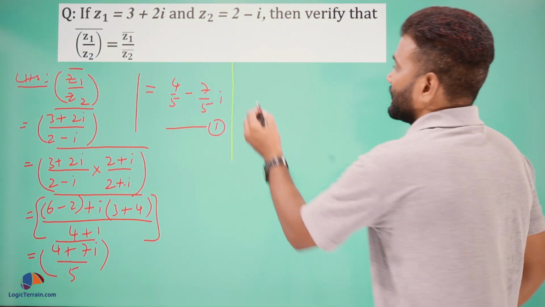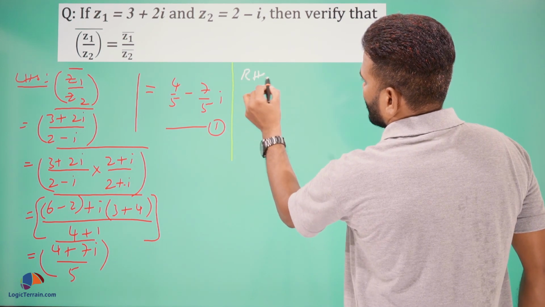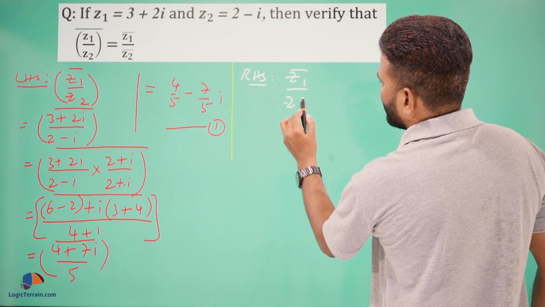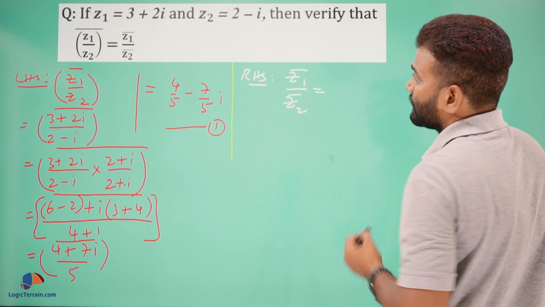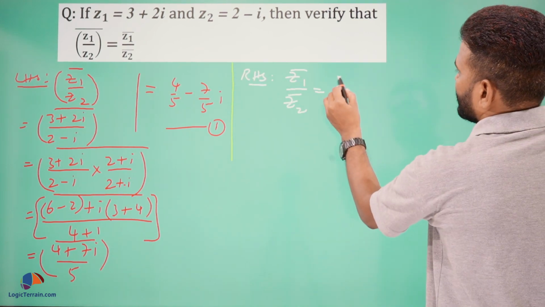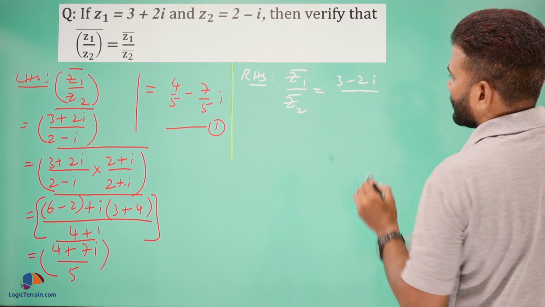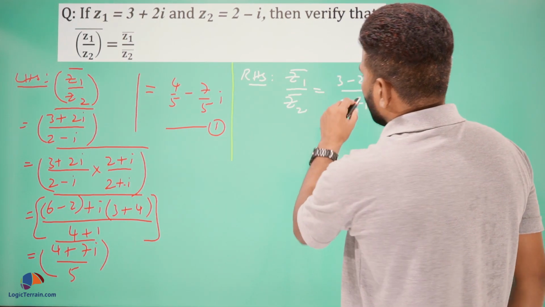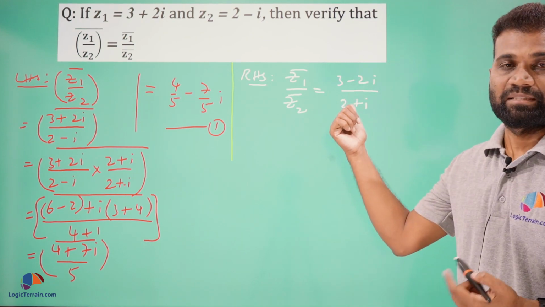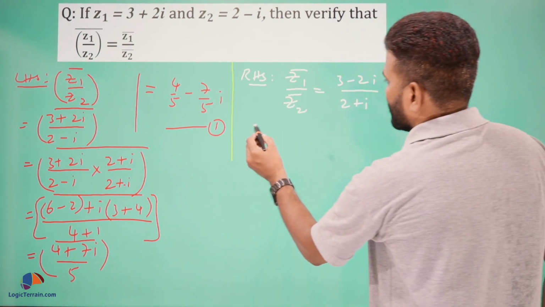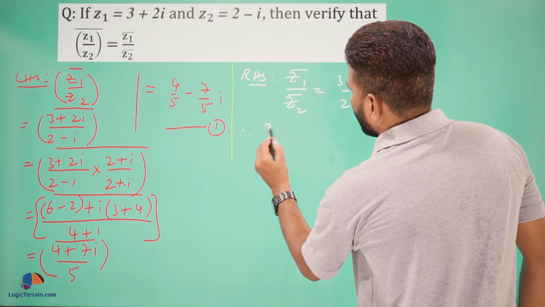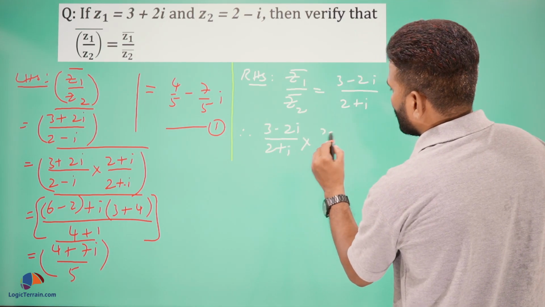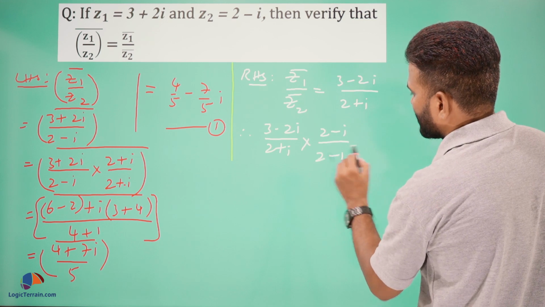Now find the RHS part, that is the conjugate of Z1 upon the conjugate of Z2. The conjugate of Z1 is 3 minus 2i and the conjugate of Z2 is 2 plus i. So again we have to convert this into its general form. For that we have to rationalize. Therefore (3 minus 2i) upon (2 plus i) into (2 minus i) upon (2 minus i).